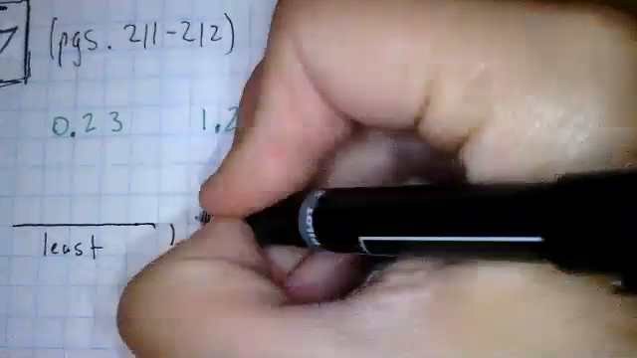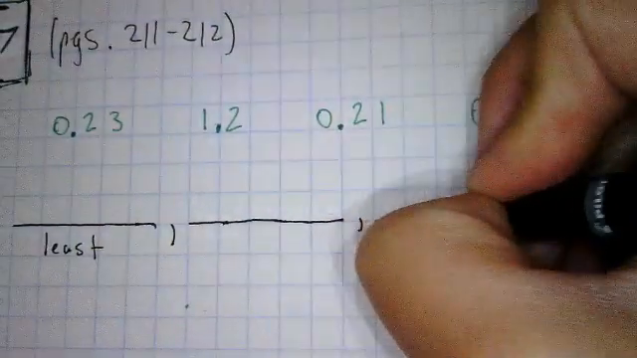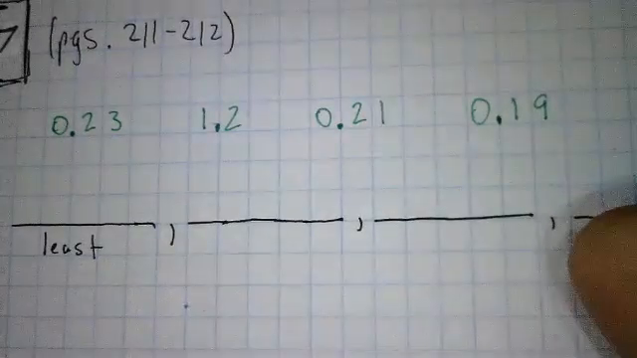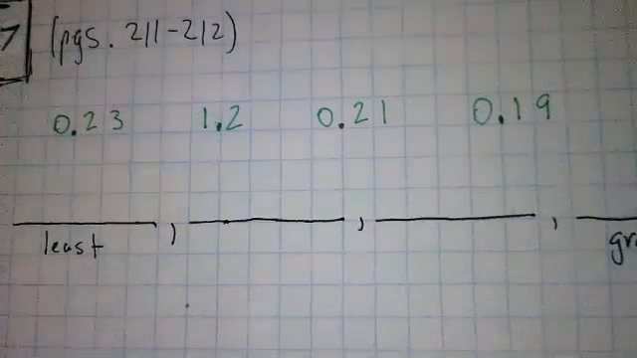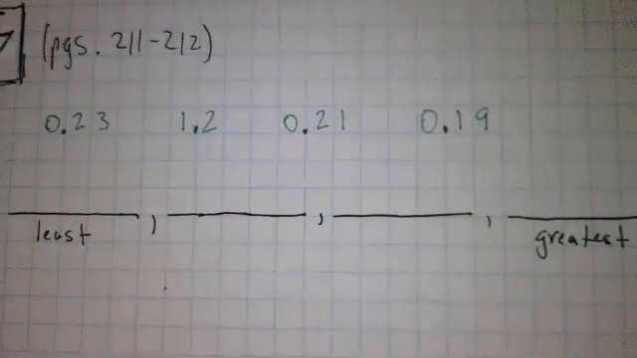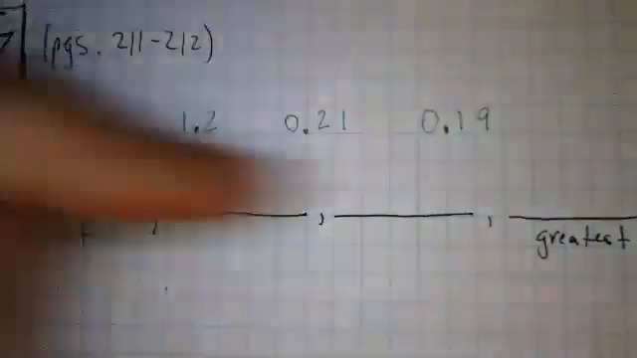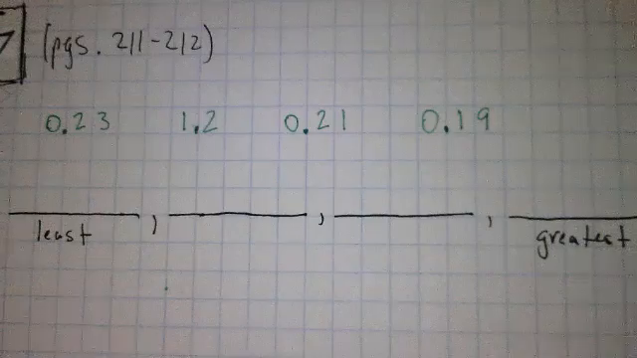So I'm going to go ahead, I'm going to draw. This right here is going to be my least. And over here will be my greatest. Okay, so I have my least to my greatest. So I need to put these 4 numbers in these 4 blanks from smallest to biggest, least to greatest.